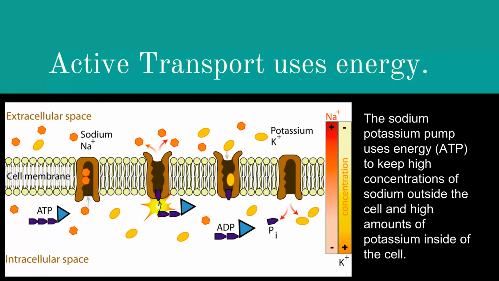The sodium-potassium pump is an example of active transport. A cell is constantly using energy to pump sodium outside of the cell and pump potassium inside of the cell. So a cell has to use energy, ATP, to do this.